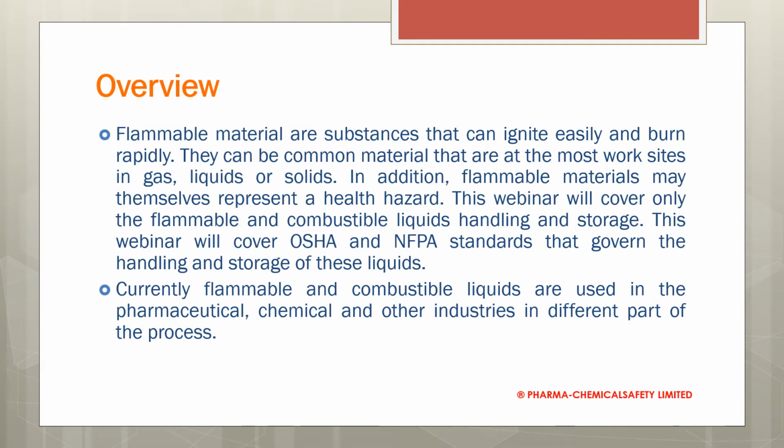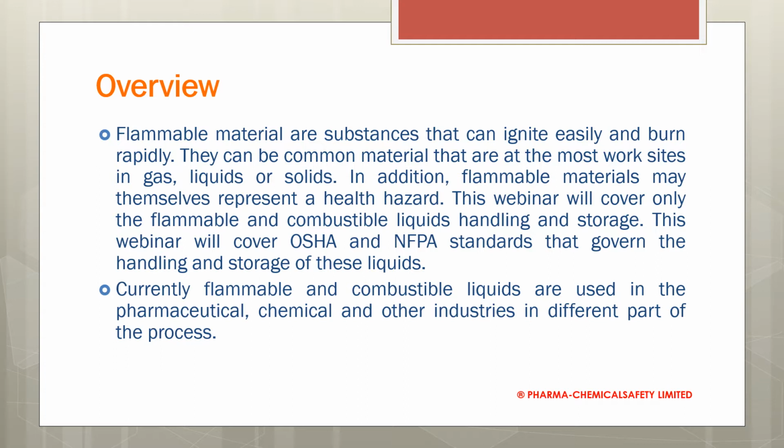It's an overview. What is a flammable liquid in general? Well, a flammable liquid is a substance that can ignite easily and burn rapidly. That's the quick definition. They can be common materials at most work sites, for example, in gas, liquids, or solids. In addition, flammable materials may also represent a health hazard as well. An example could be toluene or methanol. Those two flammable liquids have health hazards as part of their nature.